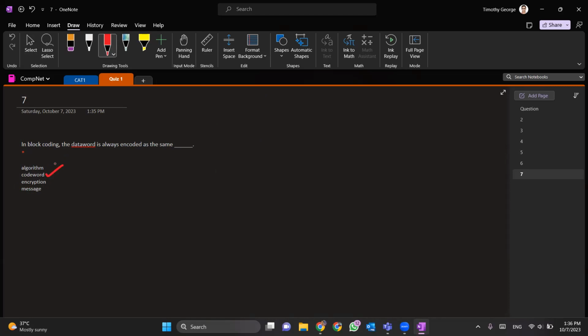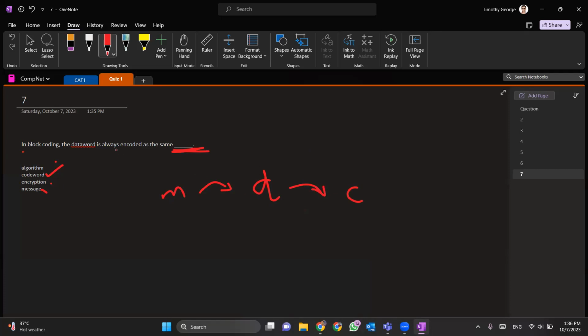because algorithm does not make sense. Encryption, it's not encoded into an encryption. Encryption is a process. So you would use encryption to encrypt the data word. But what will you transform it into? So it's going to be a code word. Message is before. So you have message, then data word, then code word. You would encode a data word into a code word. You would decode it into a data word.